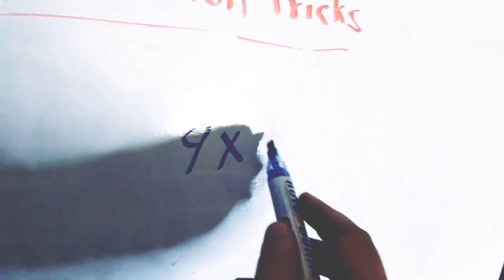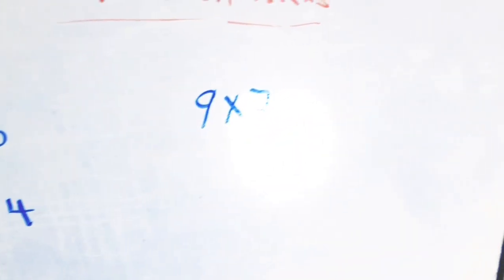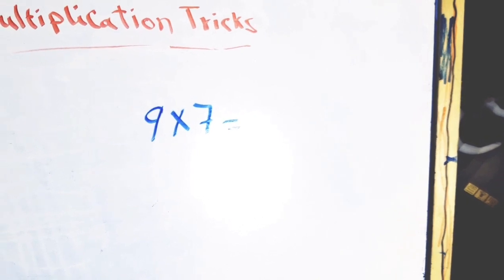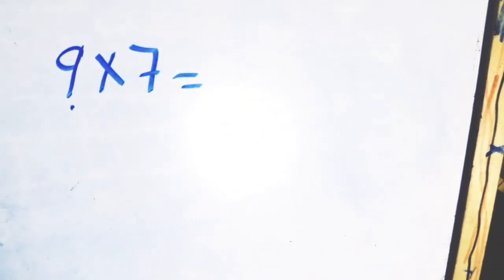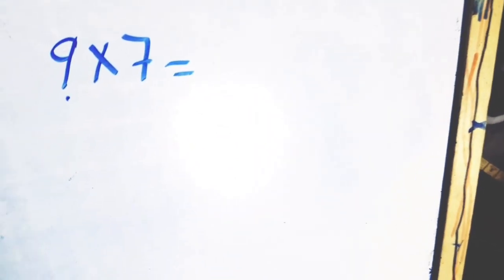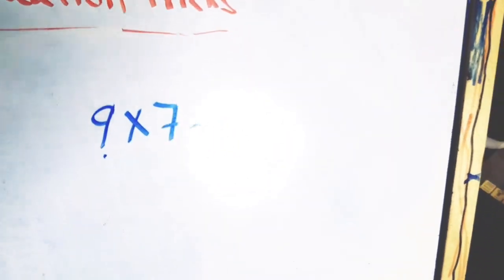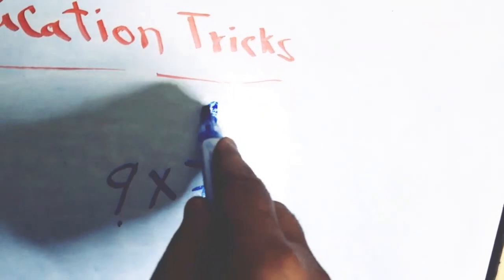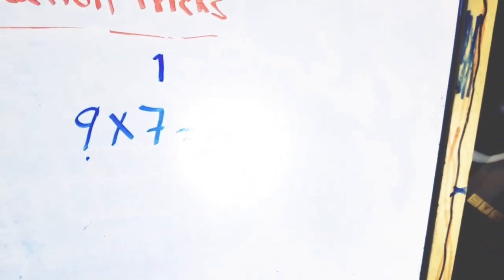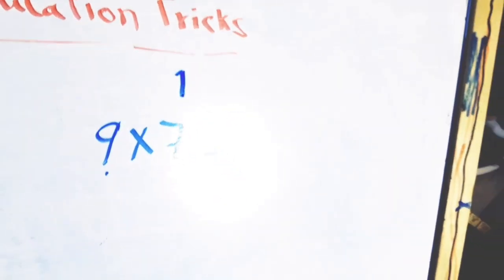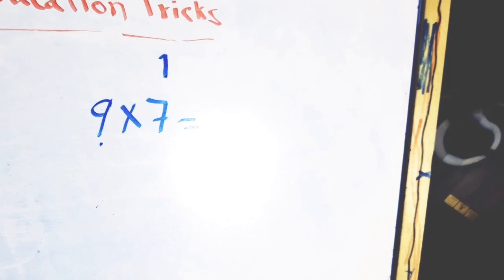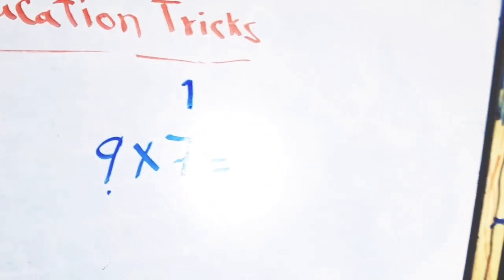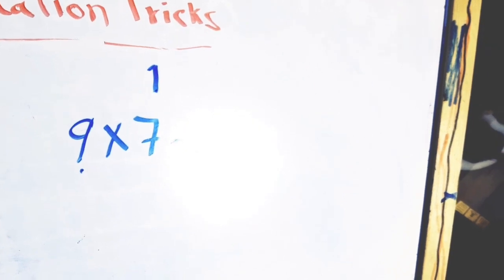9 times 7. Of course, our target is to reach 10. This is our target. Look at the first digit and ask yourself, 9 needs what to reach our target, which is 10? Of course, 9 needs 1. We write 1 over the opposite digit. We transfer to the opposite digit and ask the same question. 7 needs what to reach 10? Of course, 7 needs 3.